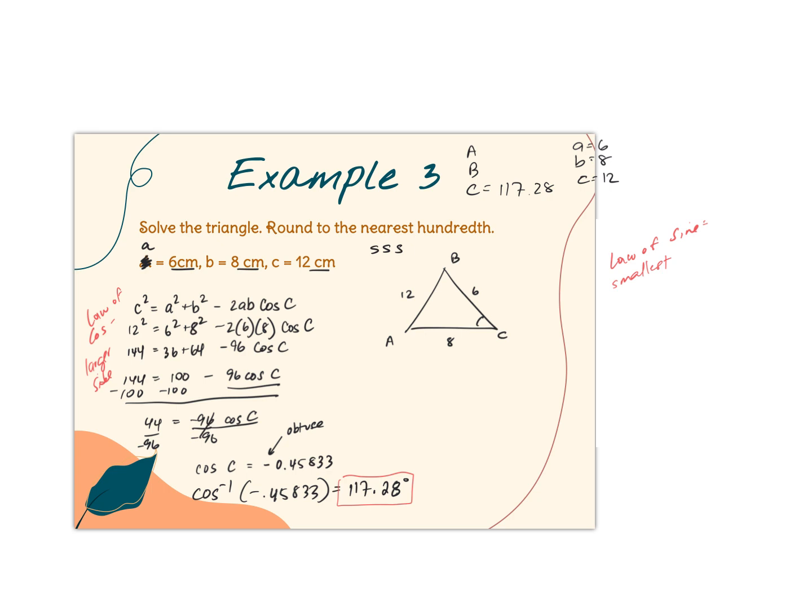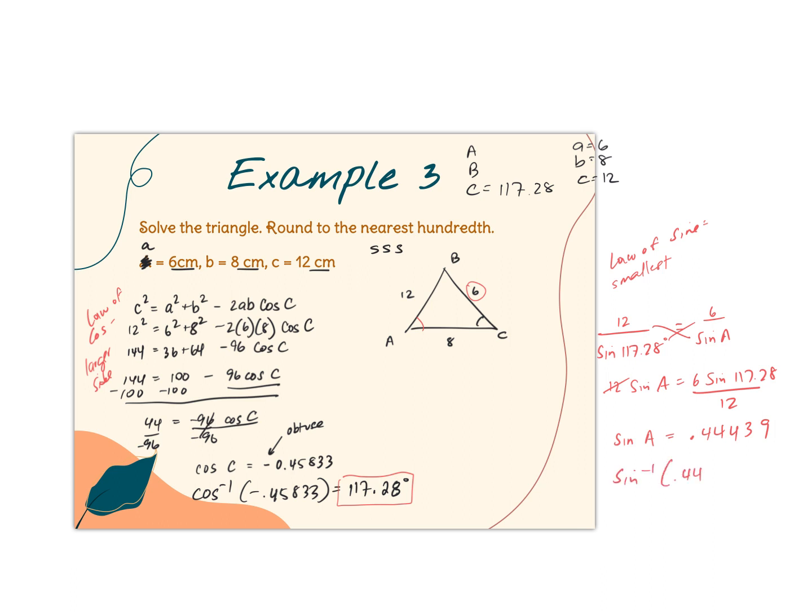So I'm going to use little c over sine of angle C equals, and since A is the smallest angle and smallest side, I'm going to do 6 over the sine of angle A. So again, I get 12 sine A equals 6 sine of 117.28, and if I divide by 12, I get that the sine of A equals 0.4443 or something like that. And then again, I'm going to take the inverse of that value.